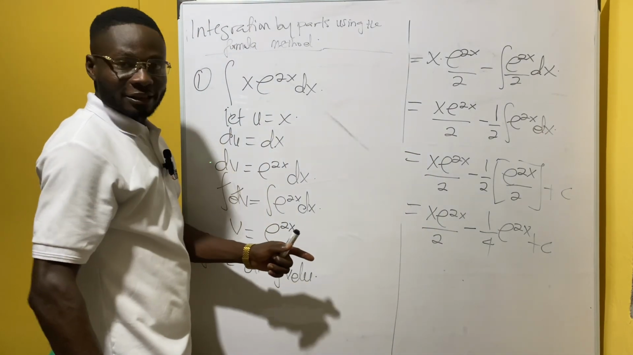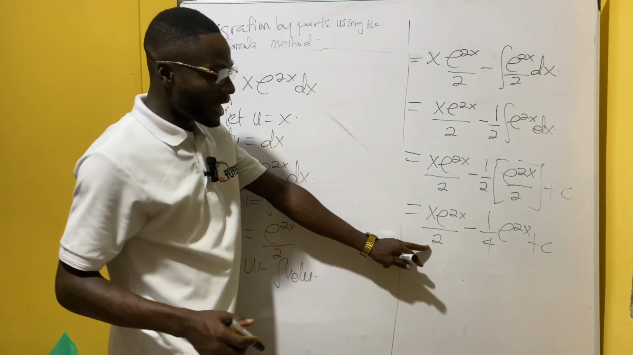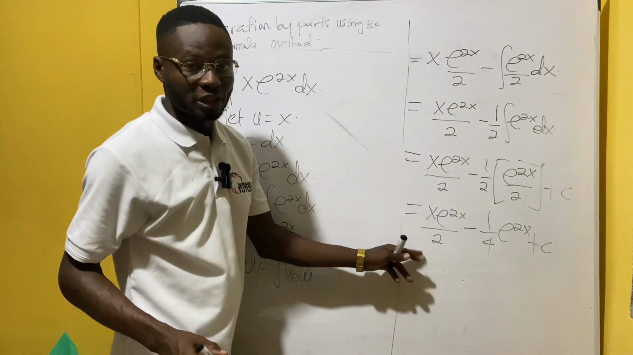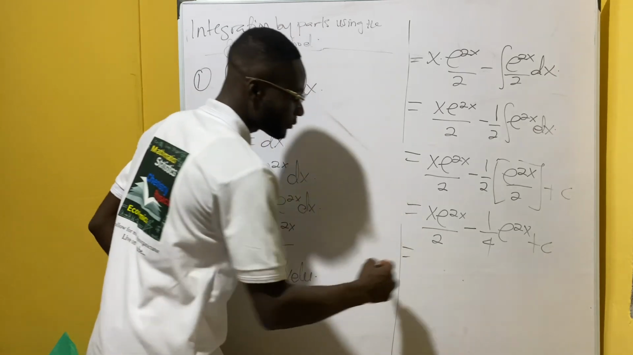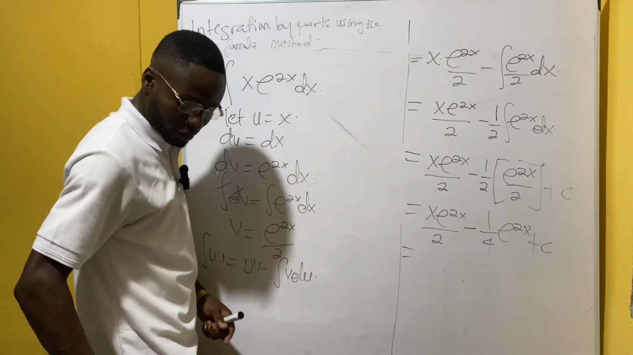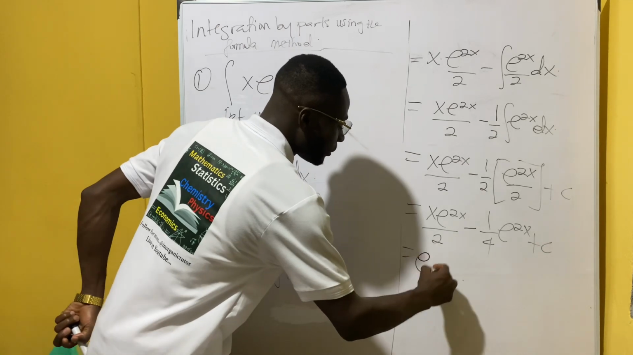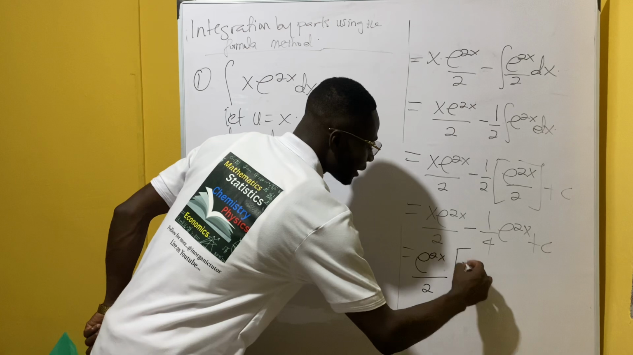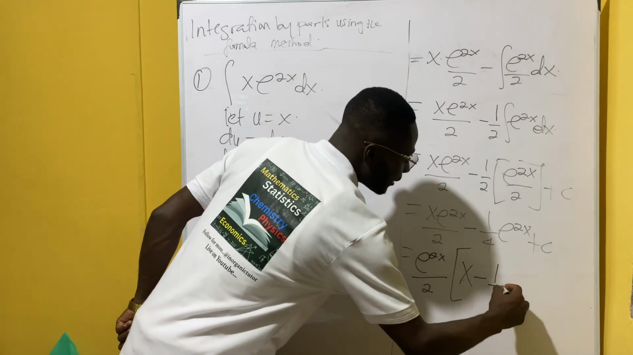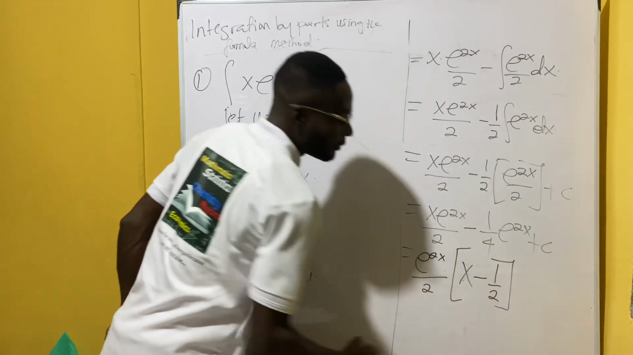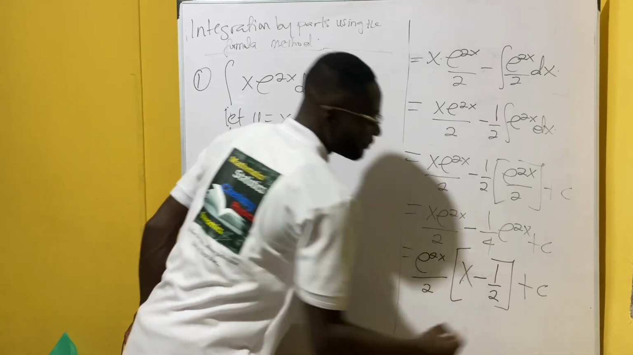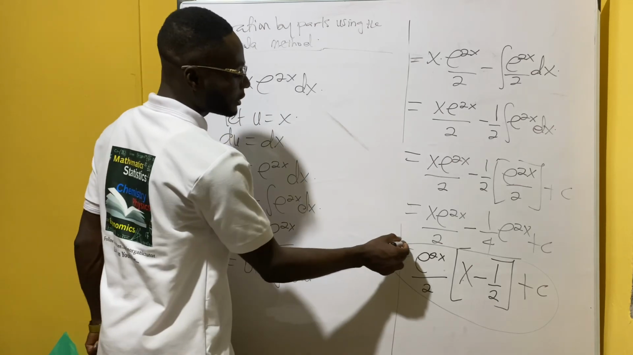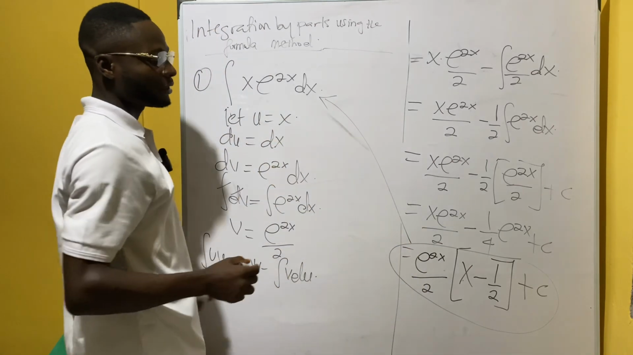So this is our final answer, but we can see that half is common to all of it, and e power 2x is common to the two terms. So when we factor that out, then we have e power 2x all on 2 into x minus half, right, plus a constant of integration. So this right here becomes our final answer to this particular problem.